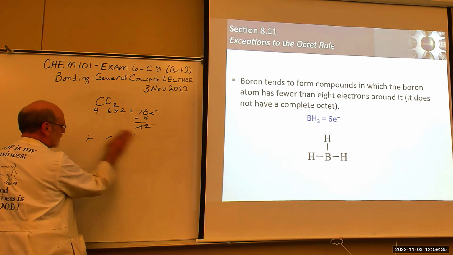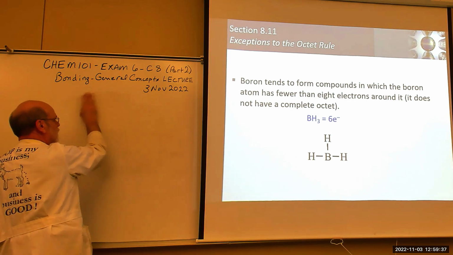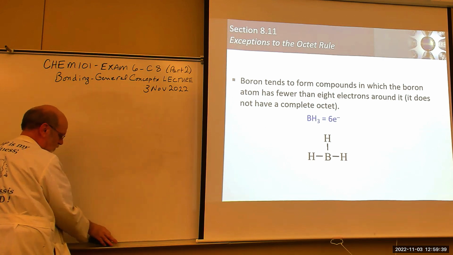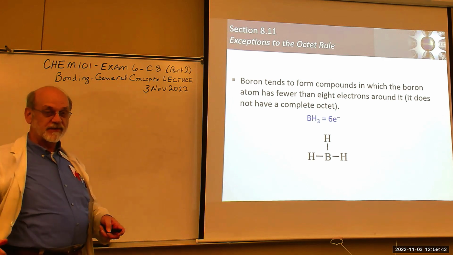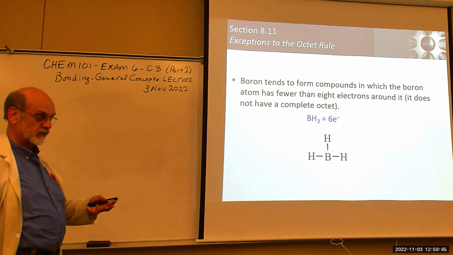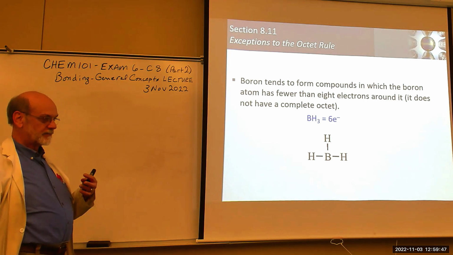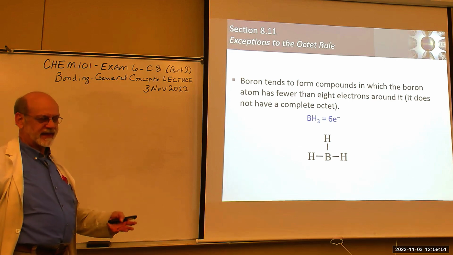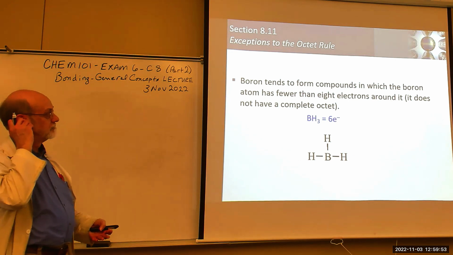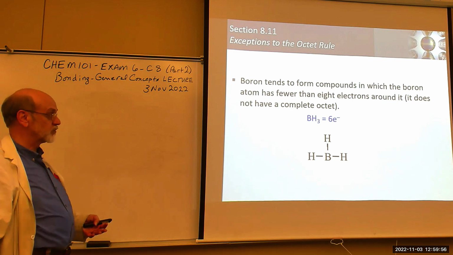Now, these are well-behaved molecules, so to speak. In other words, everybody's got an octet or a duet. But there are molecules, compounds, that exist. We know they exist, but we can't get octets around them. Right? This is one exception to the rule.